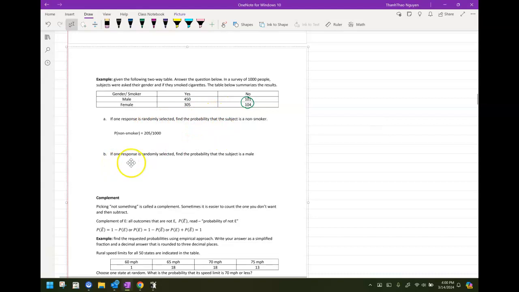If one response is randomly selected, find the probability that the subject is a male. Well, the males are in the first row. So 551 out of 1,000 people.